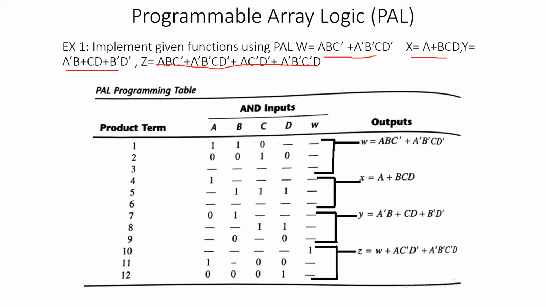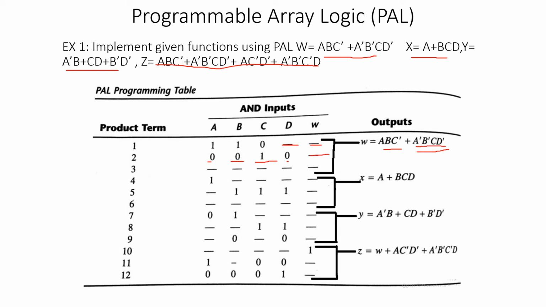So in the first minterm, ABC'. A is there, 1. B is there, 1. C bar means 0. The remaining input, D and W, are not there in this first product term. So just replace these two inputs with a hyphen. In the second minterm, A'B'CD'. So A bar is 0, B bar is 0, C is 1, D bar is 0. So W is not there in this minterm, so just replace it with a hyphen.